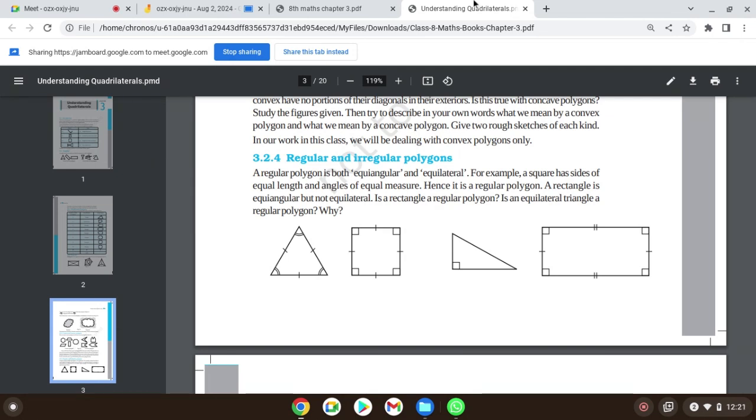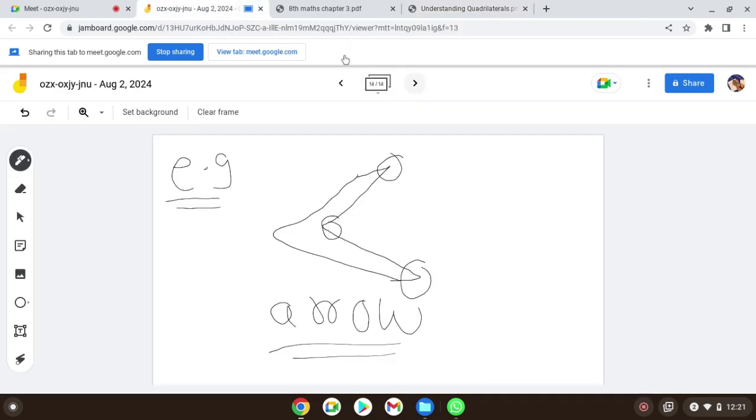A rectangle is equiangular but not equilateral, because it has two sides that are equal with each other, and the other two sides are equal with each other. The four sides are not equal with each other, so it is not equilateral. Is a rectangle a regular polygon? Is an equilateral triangle a regular polygon? Now we have to get the idea from the picture.